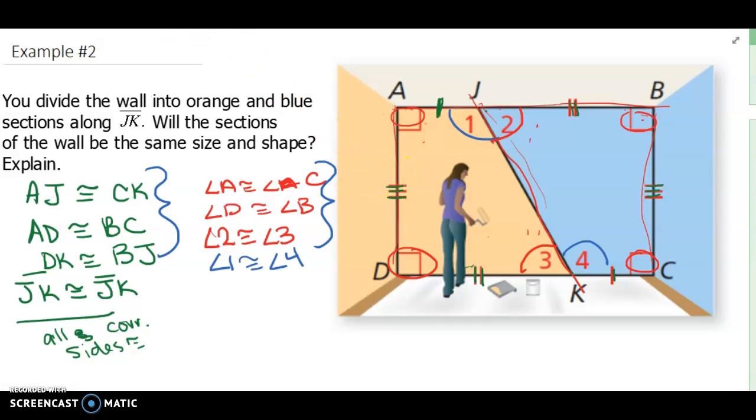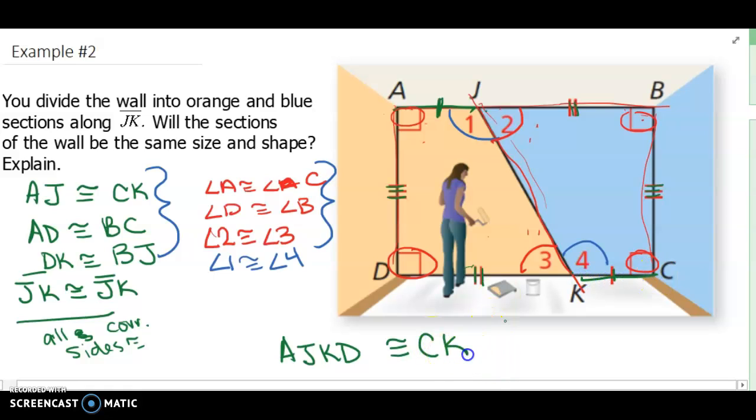So yes, the figures would be congruent, and I could just say, I don't know, AJKD is congruent to CKJB.